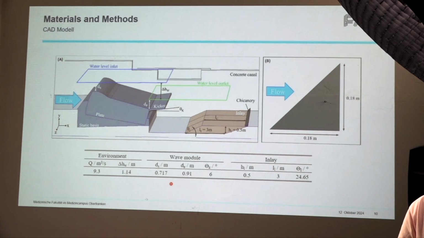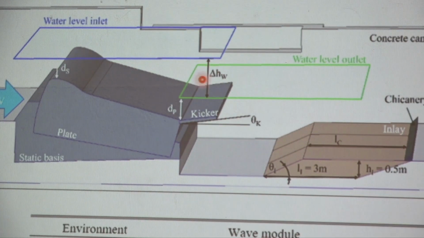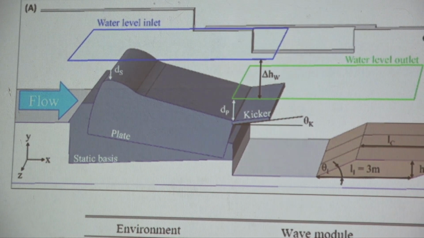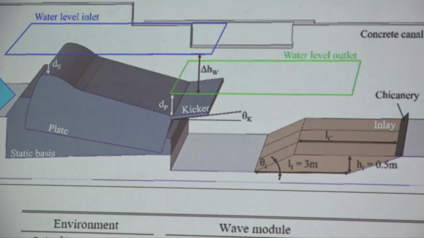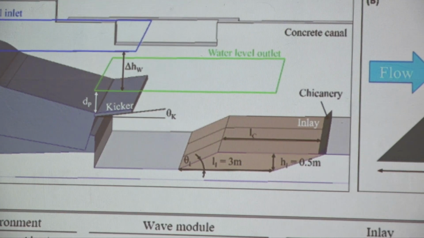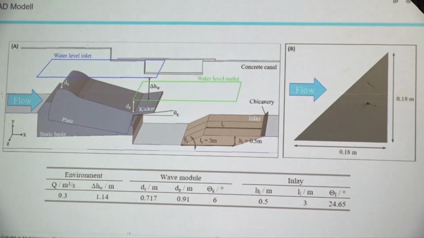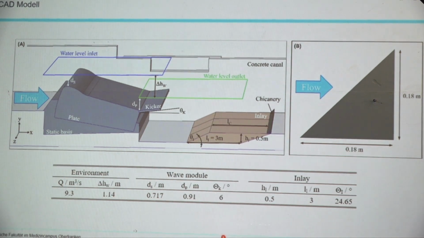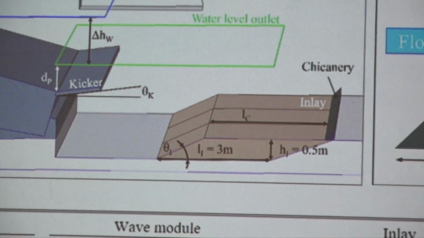Here is a more detailed view of the wave module. The flow moves from left to right. The water is flowing down this plate, being redirected by the kicker and then hitting this inlay. The key parameters such as the flow rate, the inlay length, or the kicker angle and so on, which you can see here in this table, were all kept constant across all simulations. Our approach to reduce this backflow was to introduce a chicanery on the inlay, which you can see here, and which looks a little something like this.